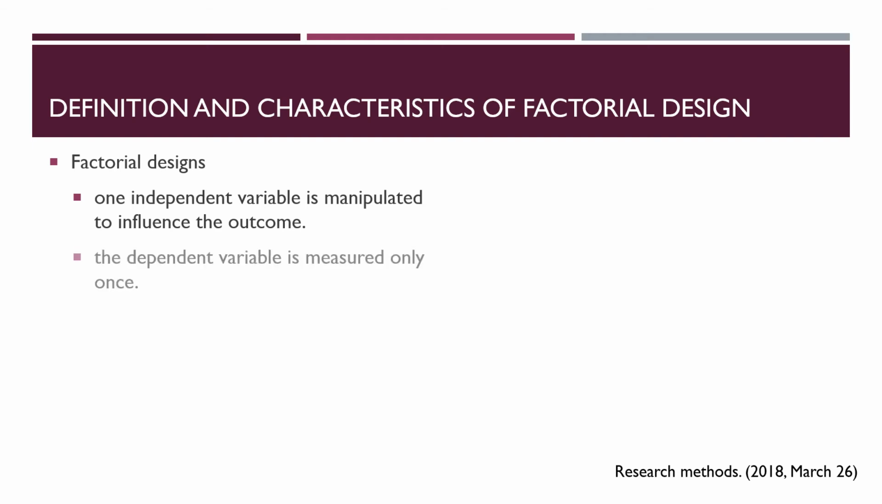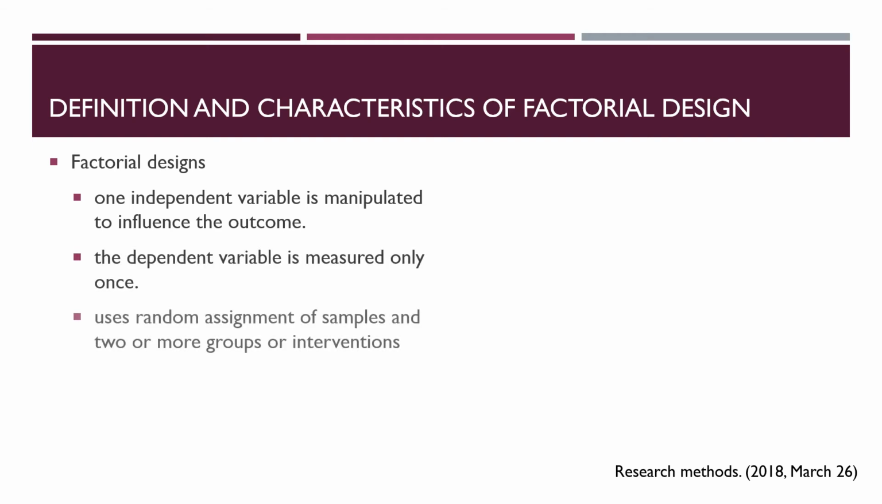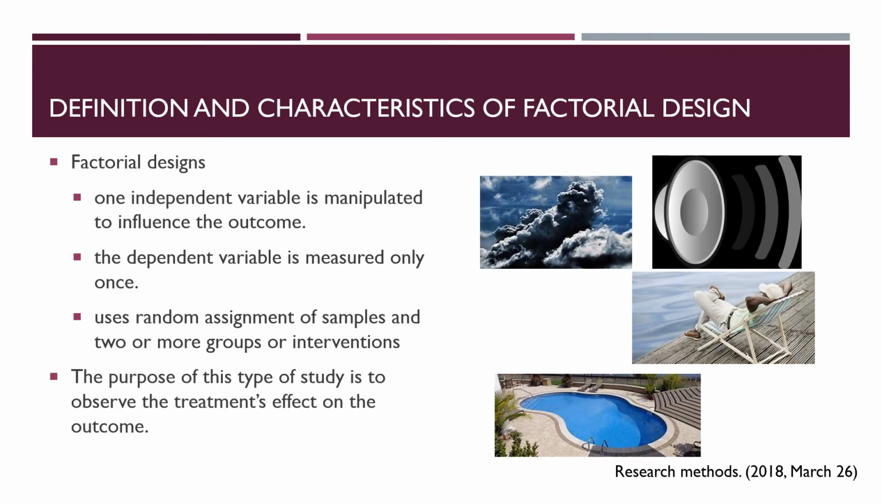Factorial designs are the type of experiment where more than one independent variable is manipulated to influence the outcome. However, the dependent variable is measured only once. This type of experiment uses random assignment of samples, two or more groups or interventions during the study, which facilitates testing for several hypotheses. The purpose of this study is to observe the treatment effect on the outcome.